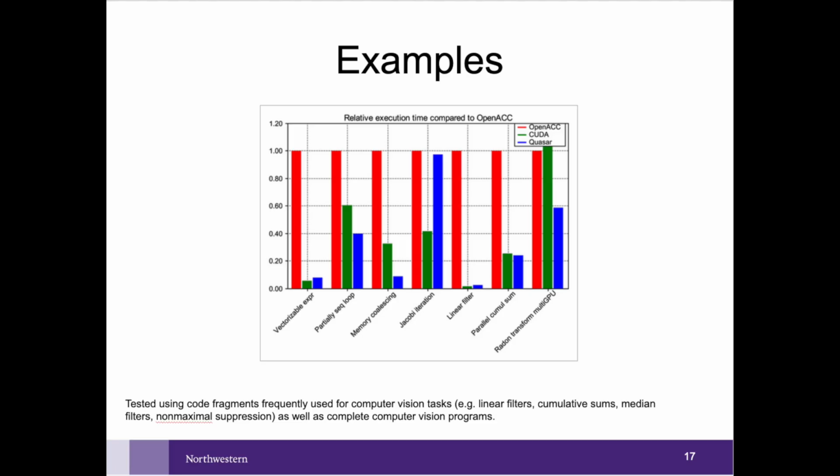Its best performance is especially with memory coalescing, partial sequence loop, and radon transform multi-GPU. The important part is that it mostly holds up to the performance of CUDA without having to actually do CUDA. It might not be absolutely perfect, but if it's good enough, it's good enough for researchers.